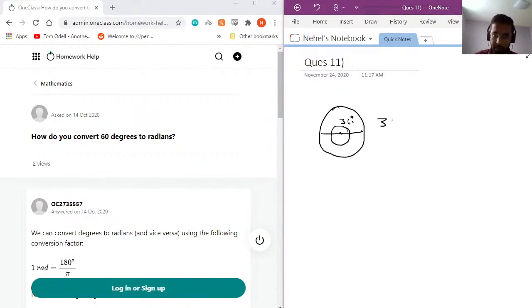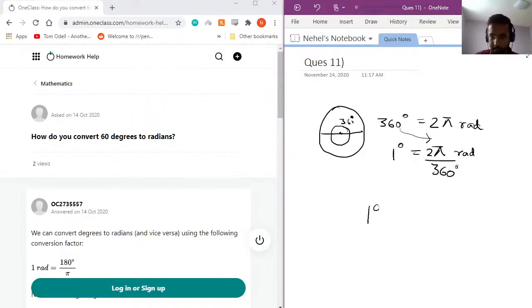So 360 degrees is equal to 2 pi radians. So further, we can say that 1 degree is nothing but 2 pi radians divided by 360. So this expression comes down to the denominator. So from that, if I had to calculate 60 degrees, we can multiply this expression by 60 on both the sides.